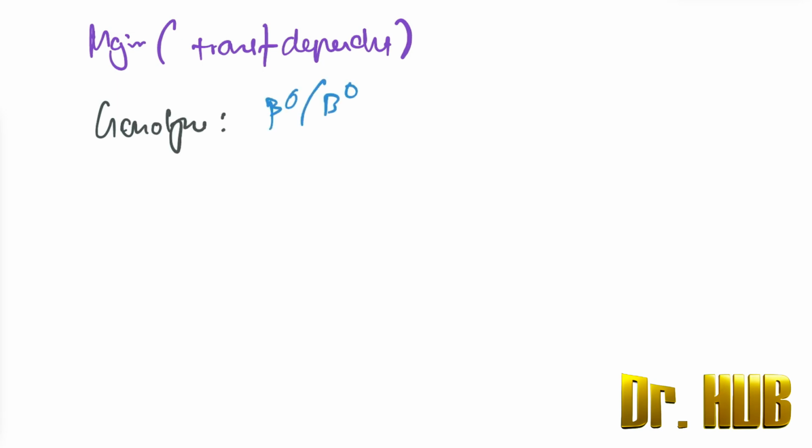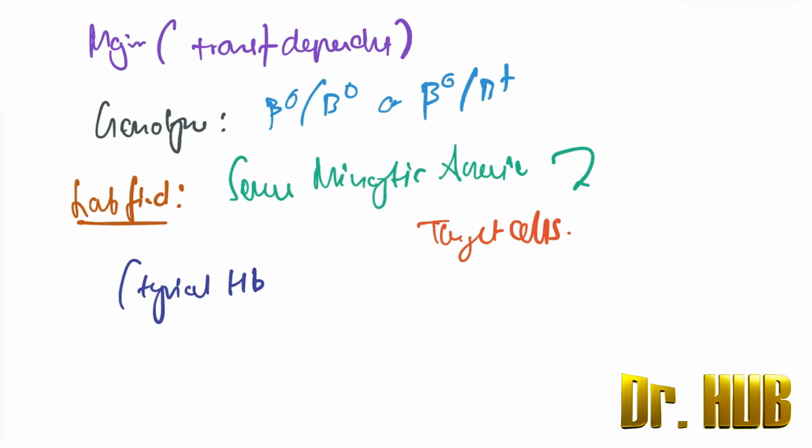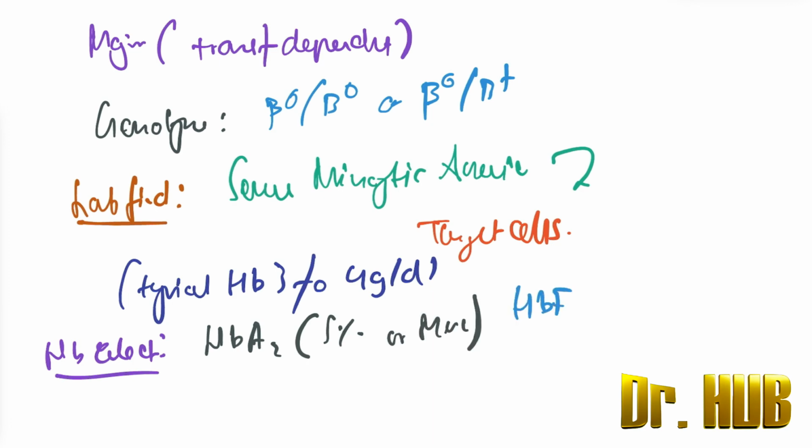Now, the major type is transfusion dependent. The genotype includes B0 or B plus. In terms of lab findings, there is a severe microcytic anemia with target cells, with a typical hemoglobin of 3 to 4 grams per dL. On hemoglobin electrophoresis, HbA2 is 5% or more, HbF is up to 95%, and there is no HbA.